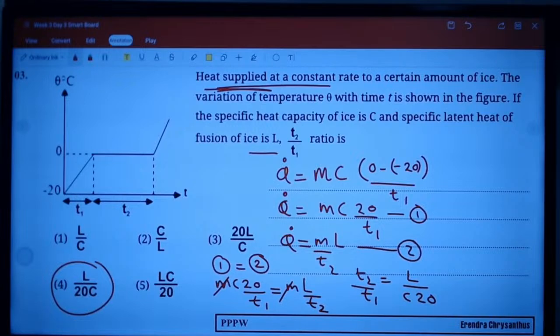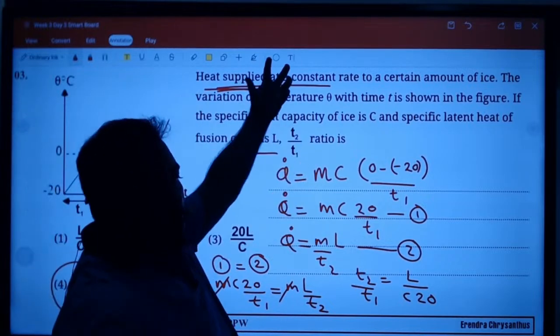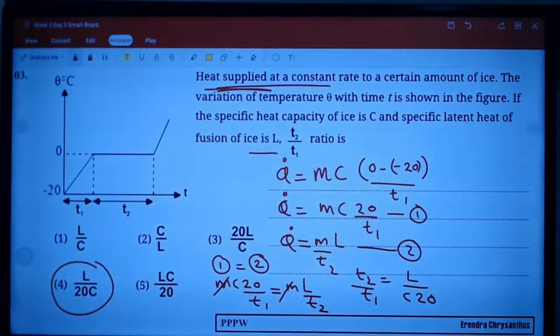Write down: the rate of heat transfer is constant. Remember, majority of the answer is already there in the question. Majority of the answer is already there in the question.